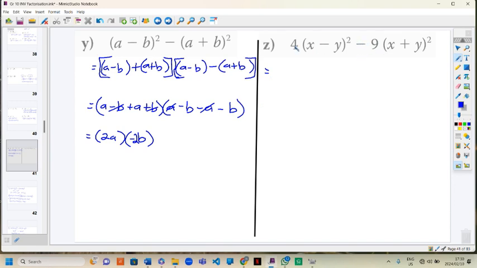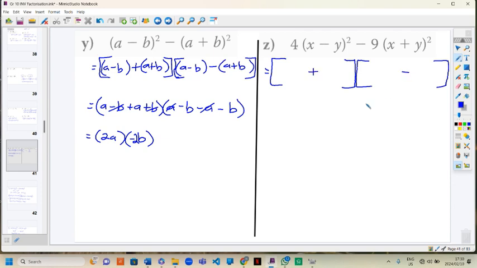Do I have two squares? Is 4 a perfect square? Yes. Is a bracket a perfect square? Yes. Is 9 a perfect square? Yes. And is a bracket squared a perfect square? Yes. Okay, so because I've got brackets, I'm going to open up square brackets. Okay, just to make it look nice for me. Square brackets, square brackets. What are the signs for ever and always for difference of two squares?